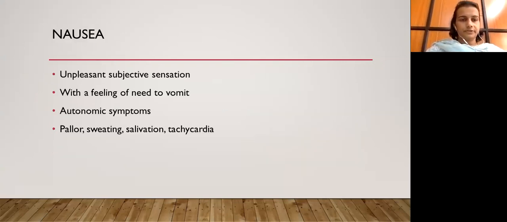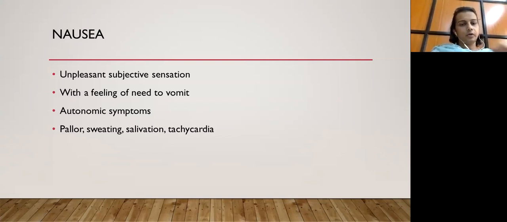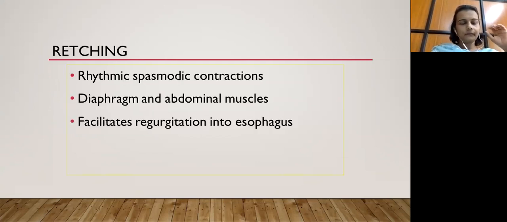So when we talk about nausea, vomiting, we need to define the symptoms: what is nausea, what is vomiting, what is retching, and what is regurgitation. Nausea, the first one, is basically the sensation. It's the unpleasant subjective sensation when the person has a feeling of need to vomit, but might not end up having to vomit. It is usually associated with autonomic symptoms, which might or might not get relieved once they do have an episode of vomiting. They can have pallor, sweating, salivation, and tachycardia.